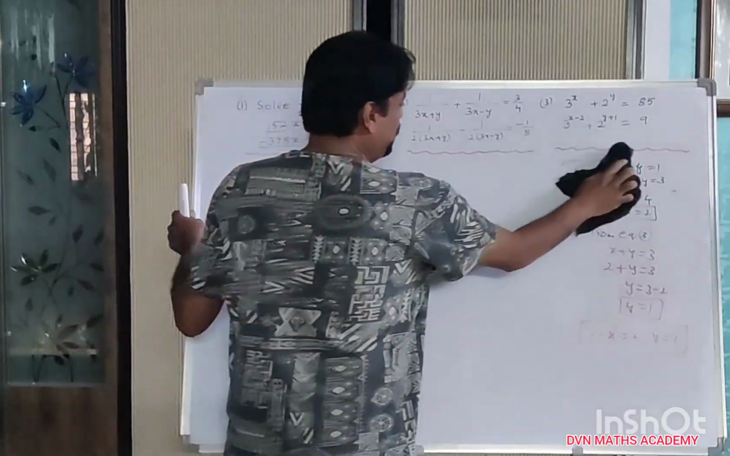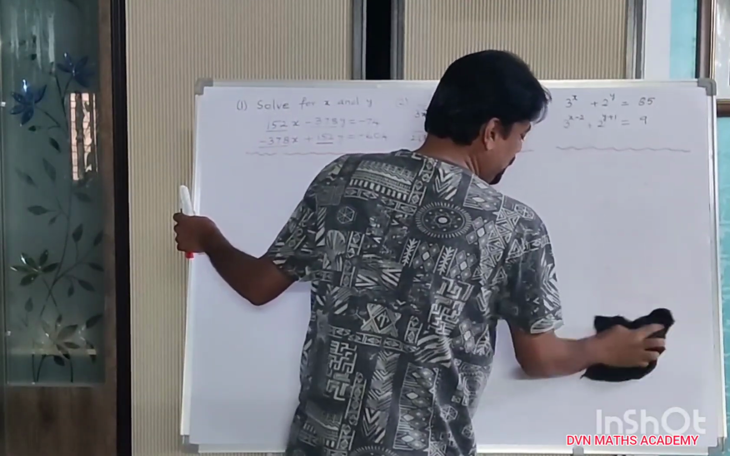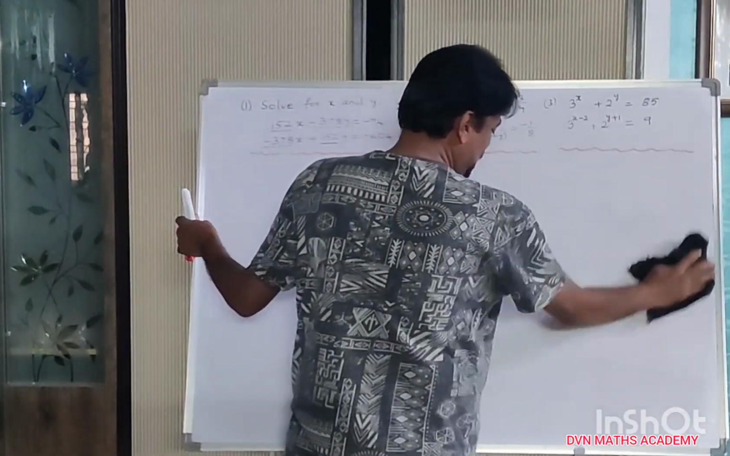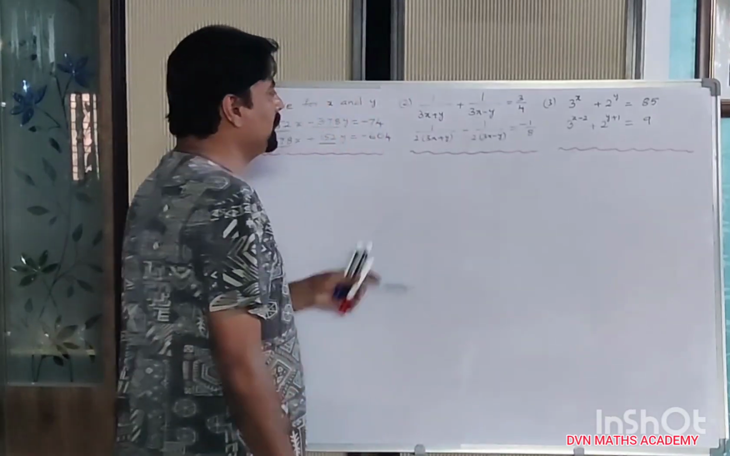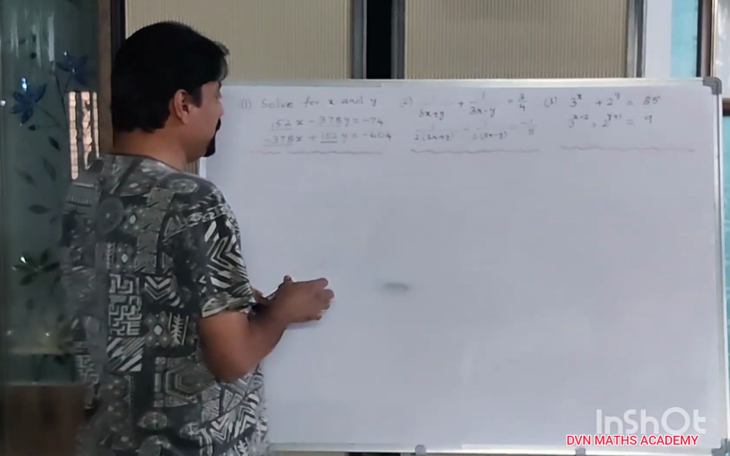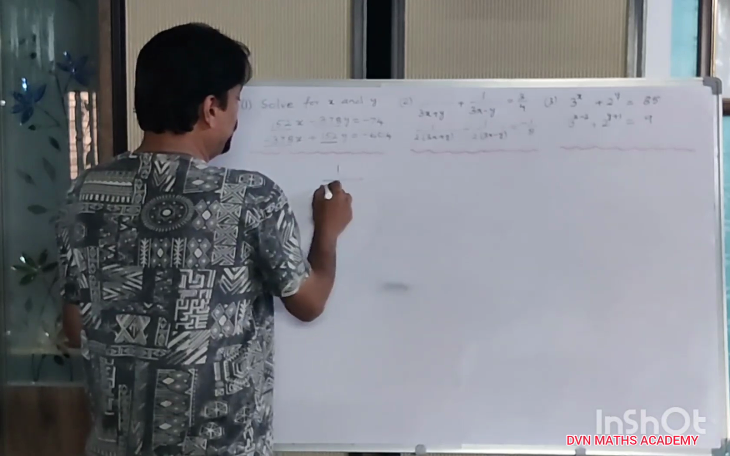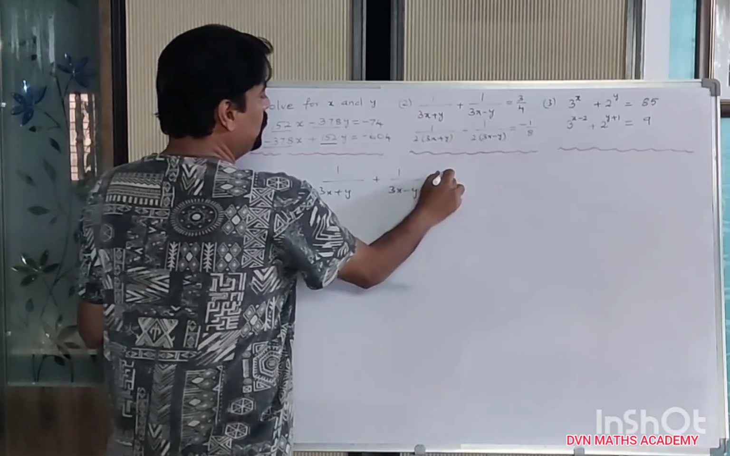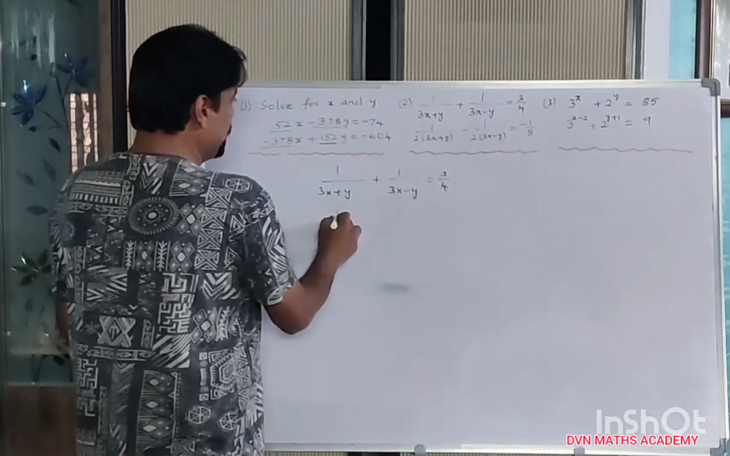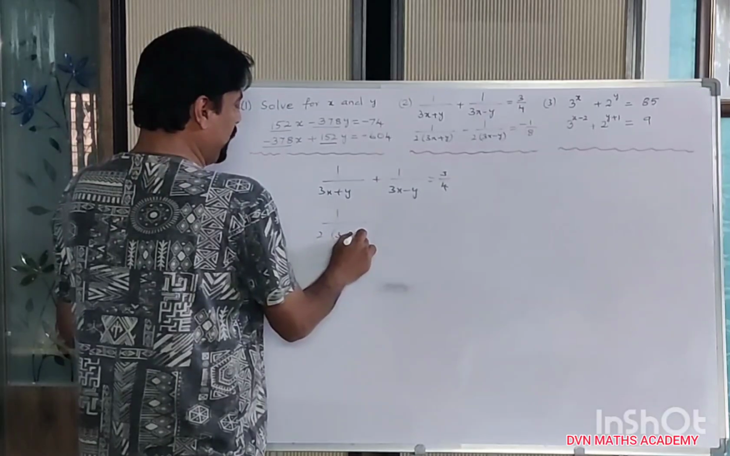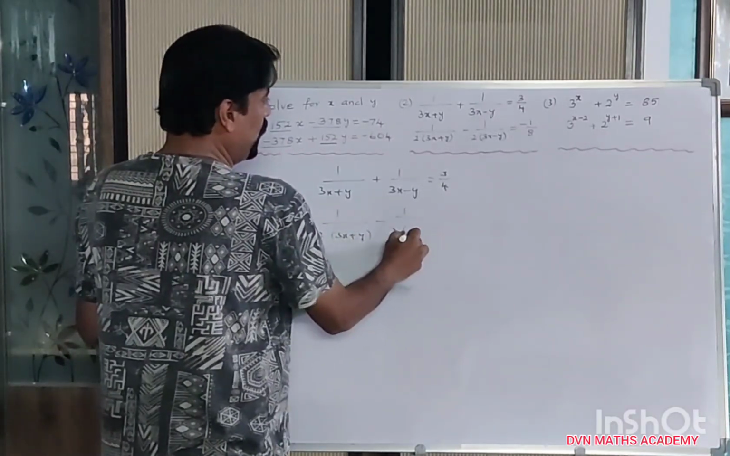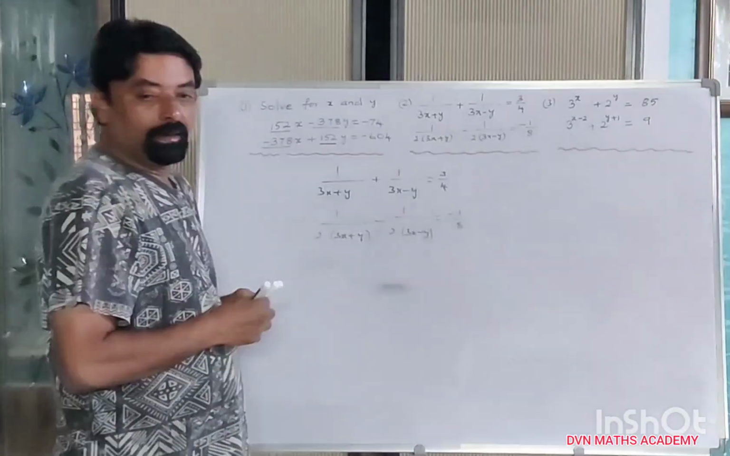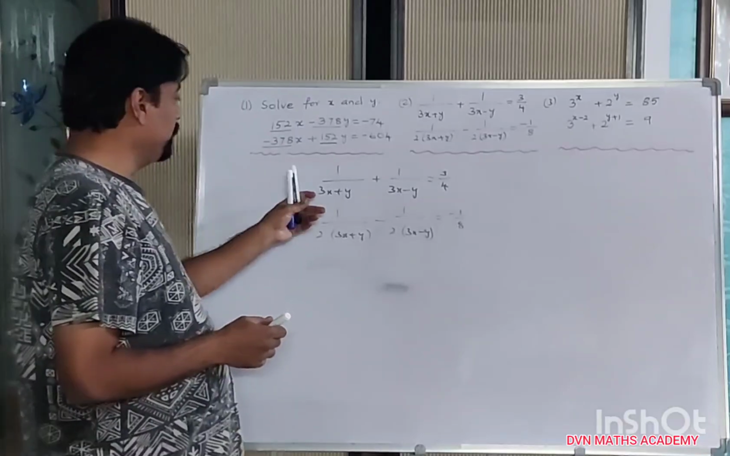this type of question is also very important for 10th class students, especially for CBSE students. Sometimes in NCERT and state syllabus also, they will ask these types of questions. In the second question, the first equation is given as 1 by (3x plus y) plus 1 by (3x minus y) is equal to 3 by 4. The second equation is 1 by 2 of (3x plus y) minus 1 by 2 of (3x minus y) is equal to minus 1 by 8. This is one of the important questions in your 10th class.